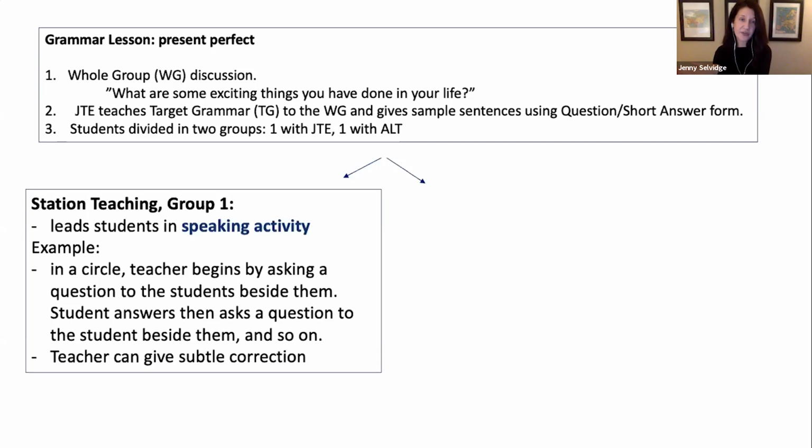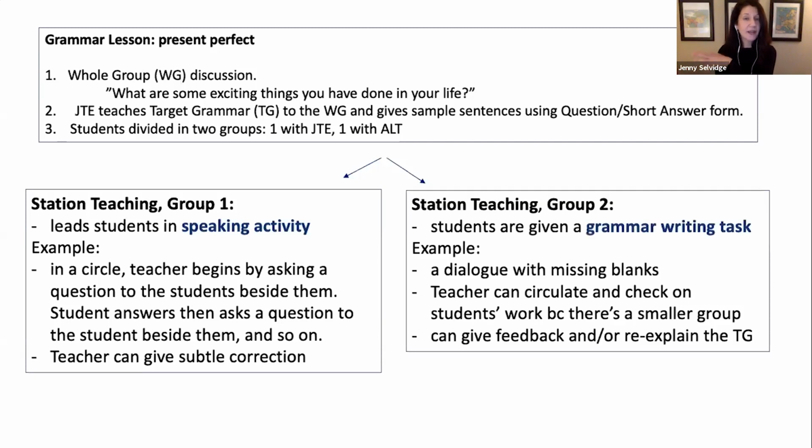Meanwhile, in the other group, the other teacher might work on a writing task. So maybe students are filling in missing blanks in a dialogue with the present perfect. The teacher can circulate, check on students' work, and give feedback, and maybe they can really help one specific student who's not understanding the material.